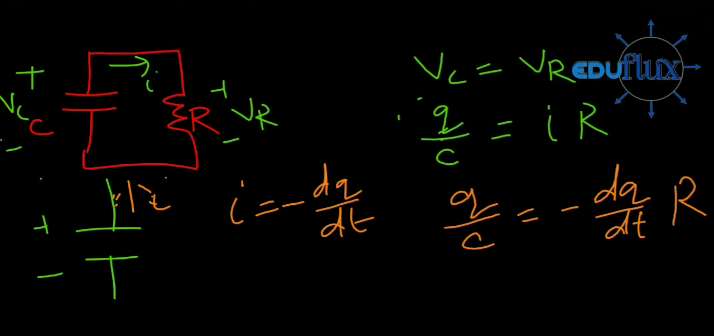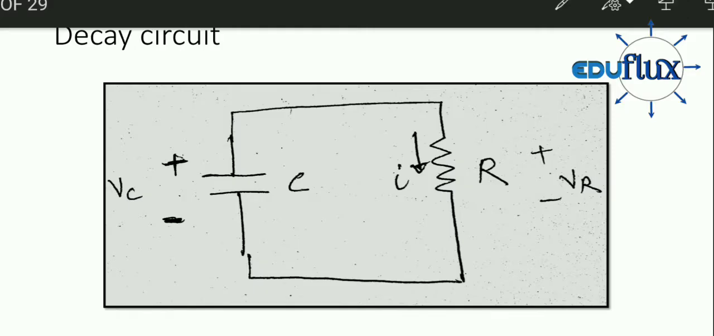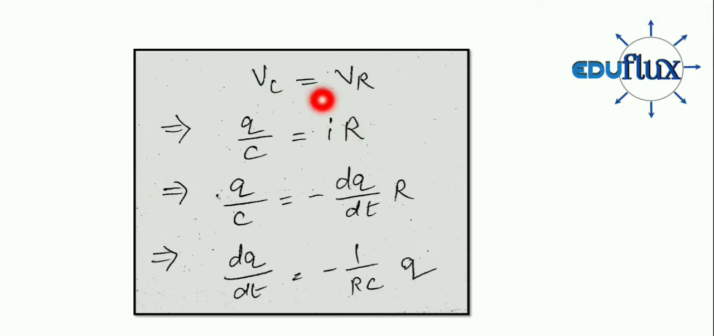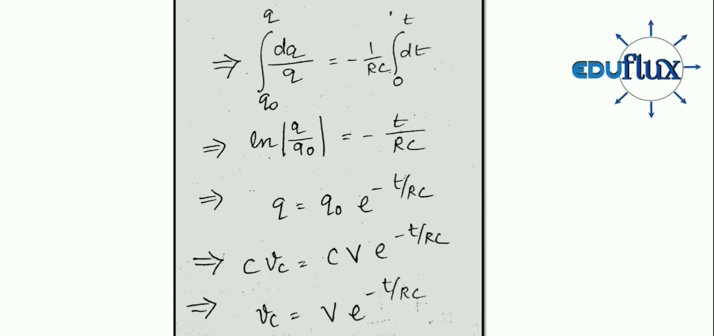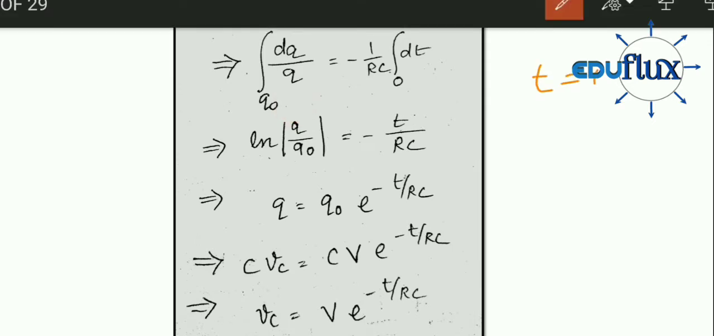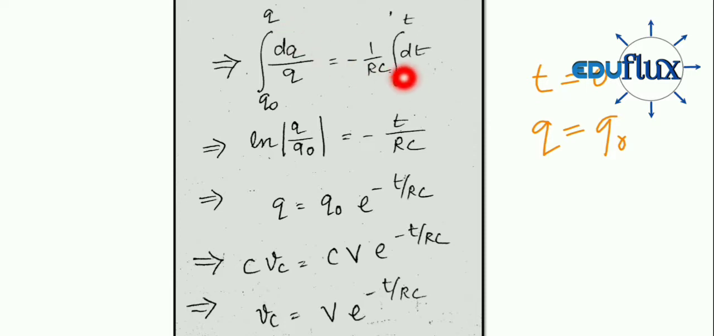I think this much of board work is enough so that you can get the feel. Now exactly the same thing I have done here. Vr is equal to Vc and minus of dq by dt is equal to minus 1 by Rc into q. Now let's integrate it. At t is equal to 0, I am assuming the capacitor has a charge of q naught, that is the initial charge. At t is equal to 0, it is q naught, and at t is equal to t, the instantaneous charge is q. I have taken 1 by rc common. See, q by q naught, that I have written directly as ln q by q naught.